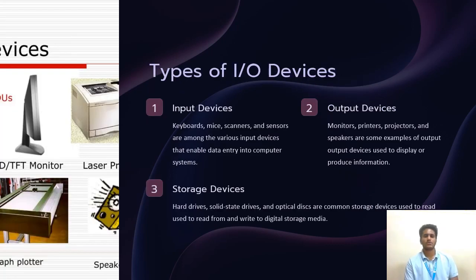So, types of input-output devices. Input devices are things like keyboard, mouse, scanners, anything with which a user can enter data into the computer, as well as the output devices: anything, the information that is given out from the computer to the users, which is an efficient way of dealing with computers. And there come the storage devices. There may be hard drives, solid state drives, as well as optical discs, which are common storage devices used to read and write digital storage media.